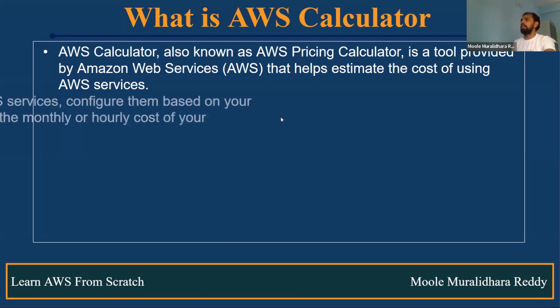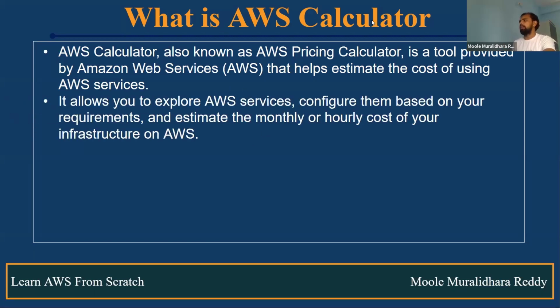Clear, right? Using this AWS calculator, it will allow you to explore the AWS resources and configure them based on your requirements. Based on your requirements, we can configure it, and then we can estimate the monthly, hourly or yearly cost of your infrastructure on AWS. Remember, this AWS calculator is free of cost. Even without creating an AWS account, you can check the cost estimation of those particular AWS resources.